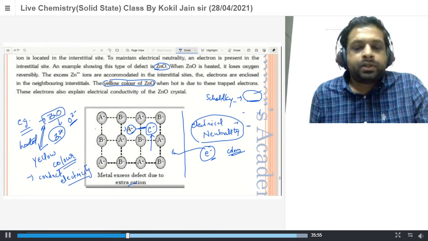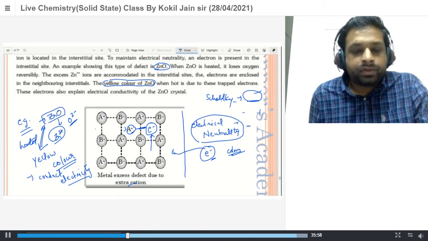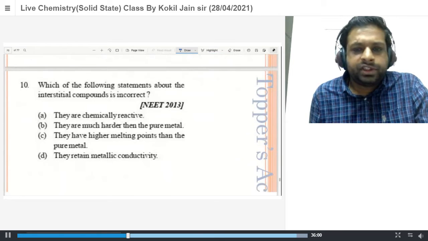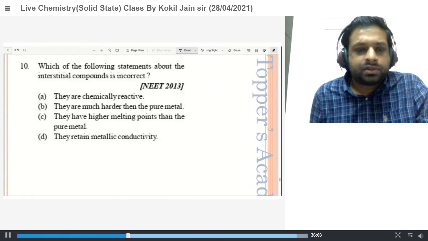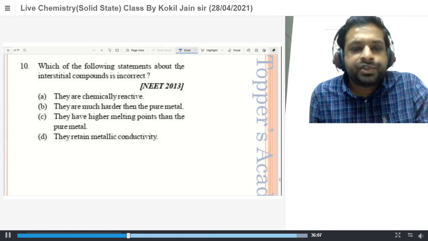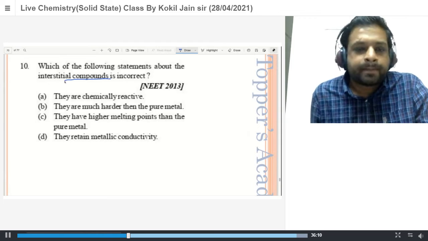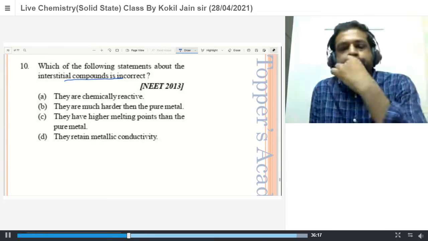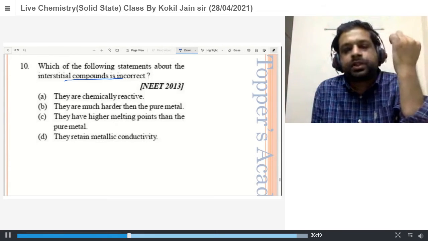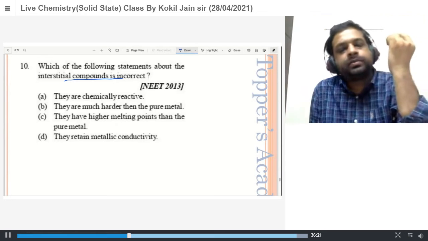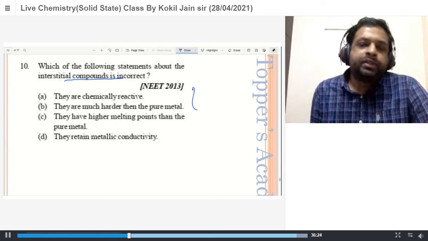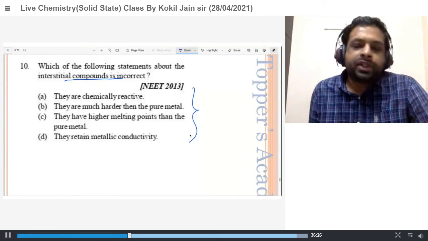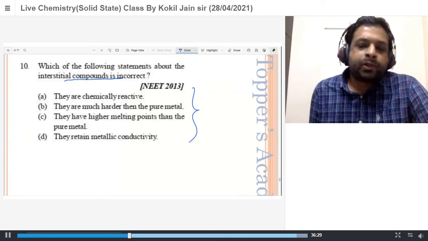Now, try to see, this question was in the NEET exam. Can you solve it? Which of the following statements about the interstitial compounds is incorrect? Note it down. Think about it carefully and try to solve it.